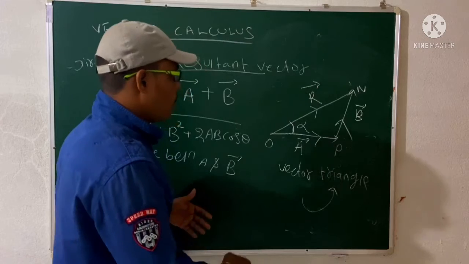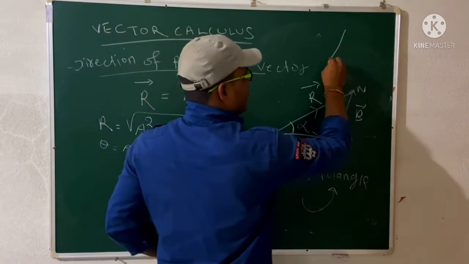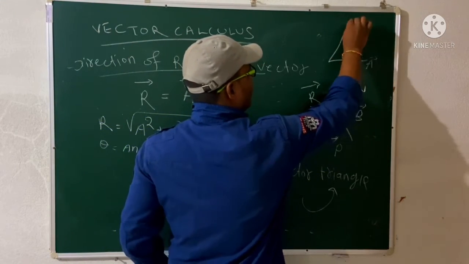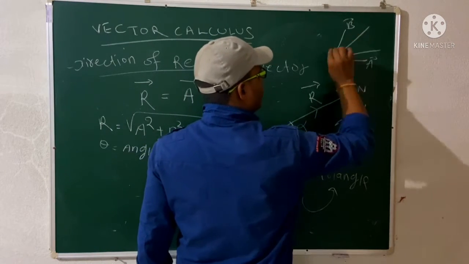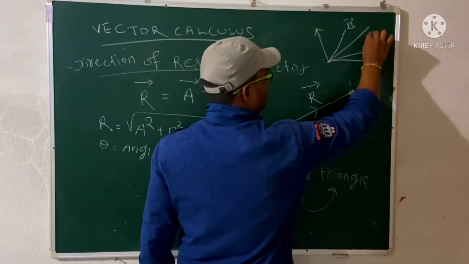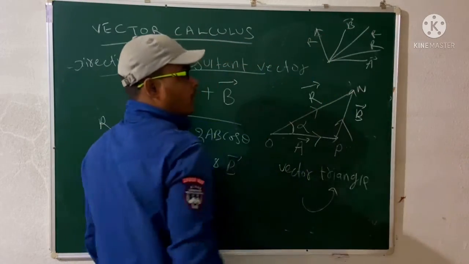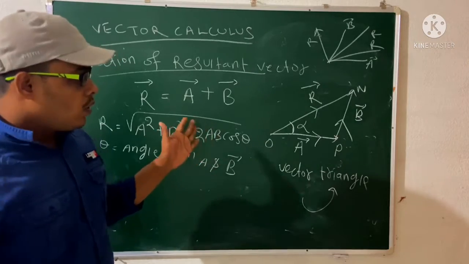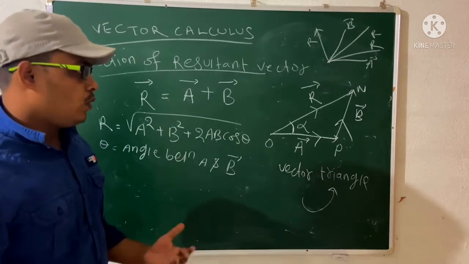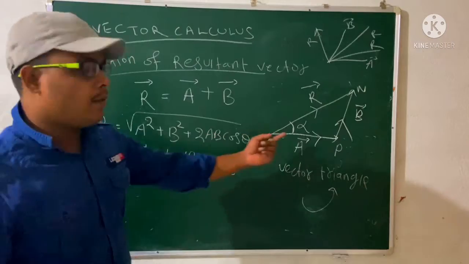If you have two vectors given, the A vector and the B vector, how will we find whether the resultant vector will move like this, or like this, or like this? This will be the resultant, this will be the resultant, or this will be the resultant. So in which direction will R move? We have to find that alpha.